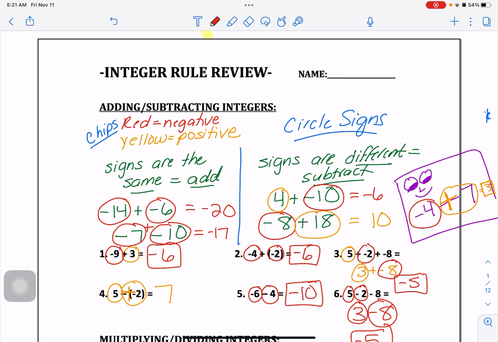As we prepare for the integer summative, I wanted to take some time and review the rules that we had for both adding and subtracting and multiplying and dividing integers. So if you can please pull out the sheet on integer rule review. It is also attached to the same post in Google Classroom where you will find this video. And copy down the notes as we go. You may need to periodically pause the video as well.